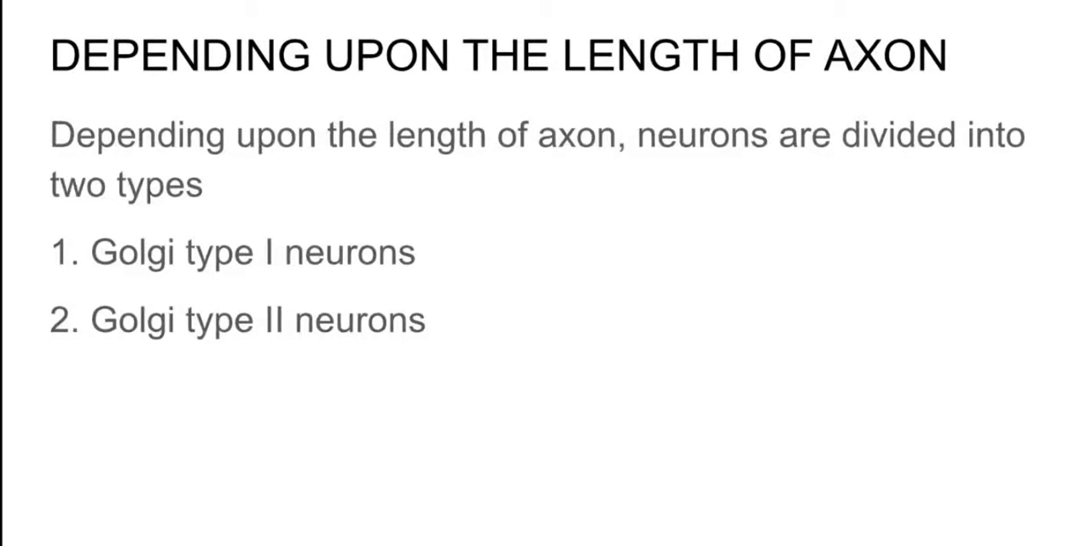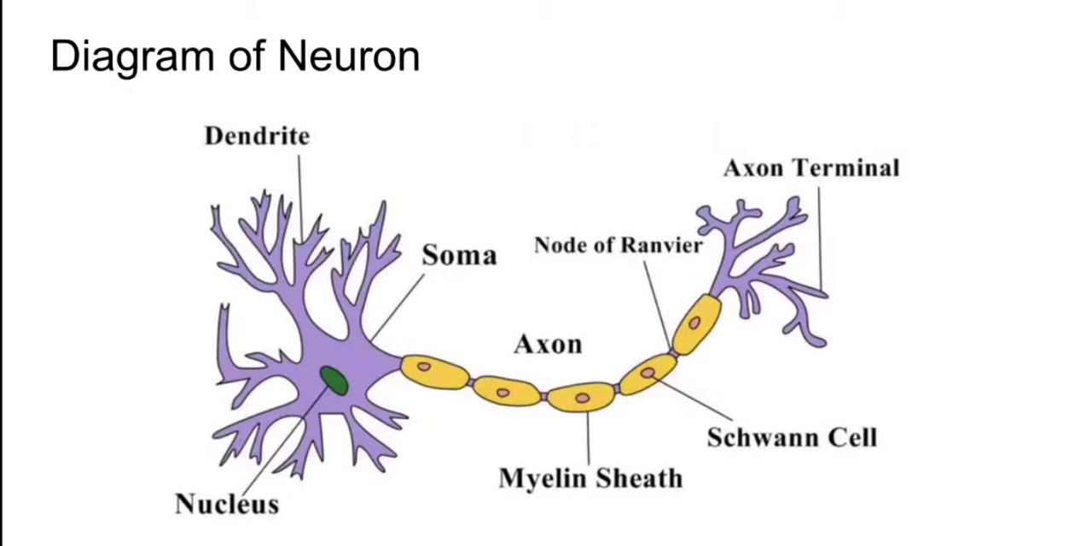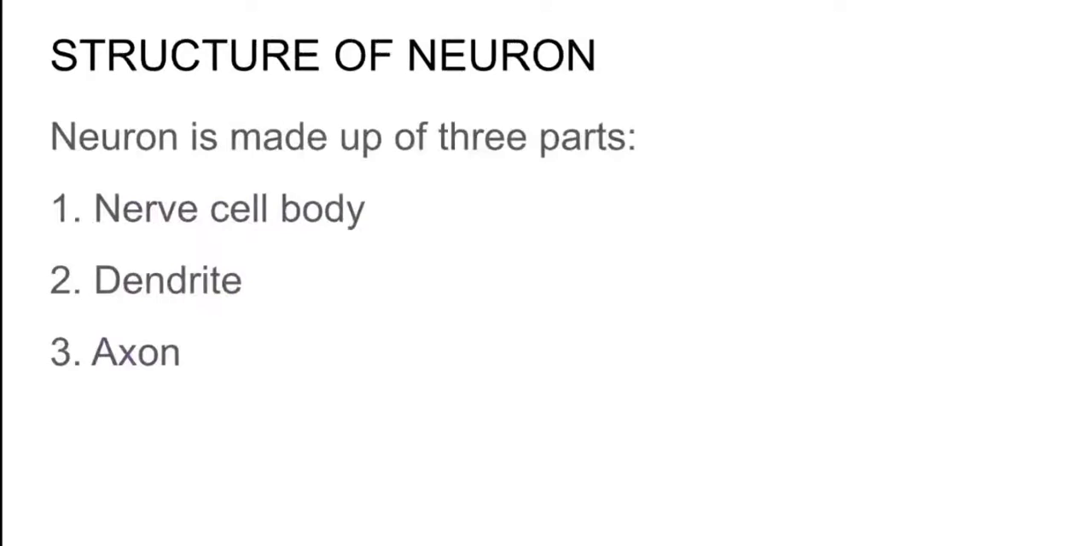Depending upon the length of the axon, neurons are divided into two types, that is, Golgi type 1 neuron and Golgi type 2 neurons. So as you can see the diagram of neuron, in the diagram it is clearly mentioned: dendrites, soma, axon, node of Ranvier, axon terminal, Schwann cell, myelin sheath, and nucleus.